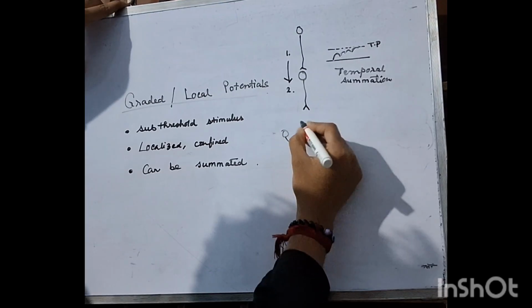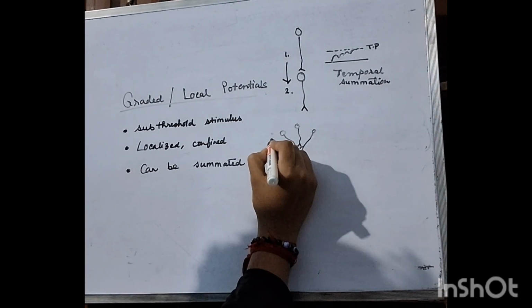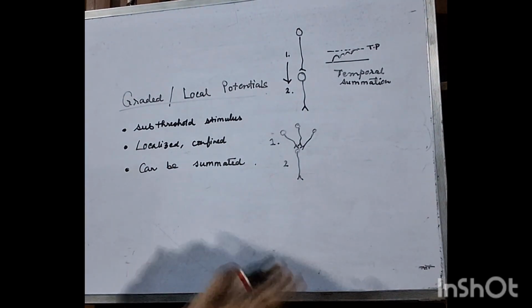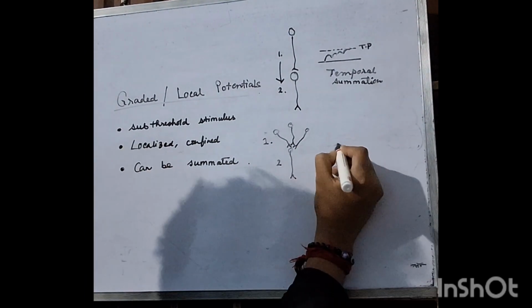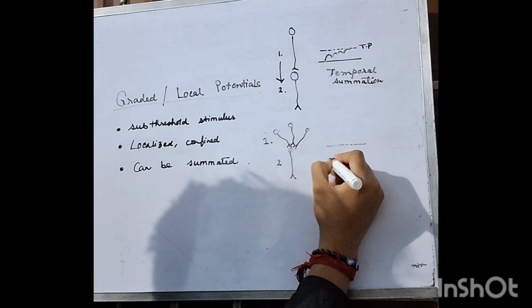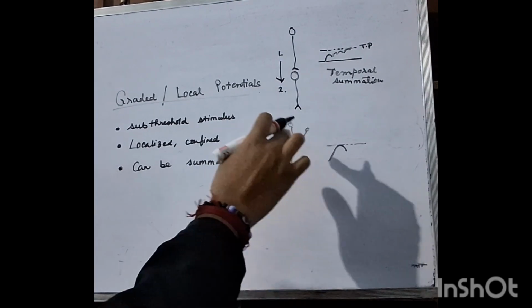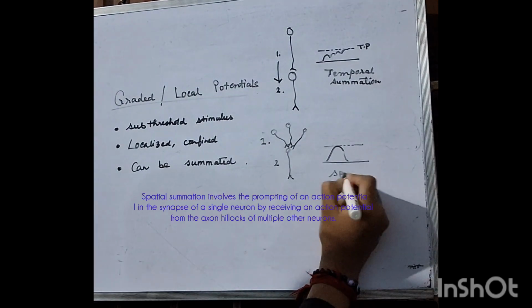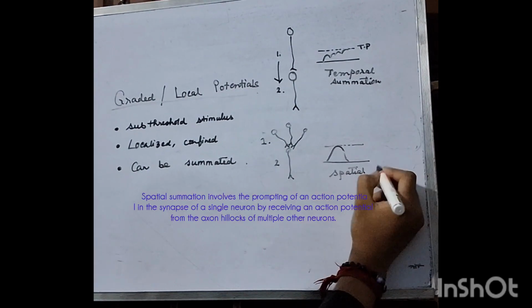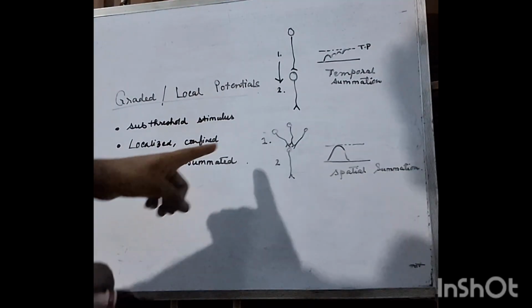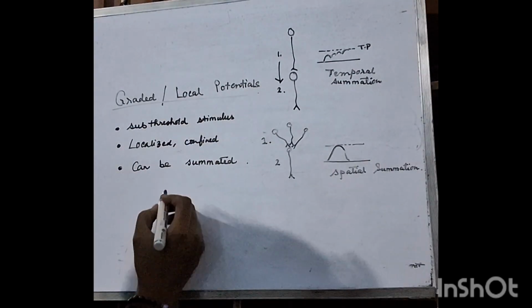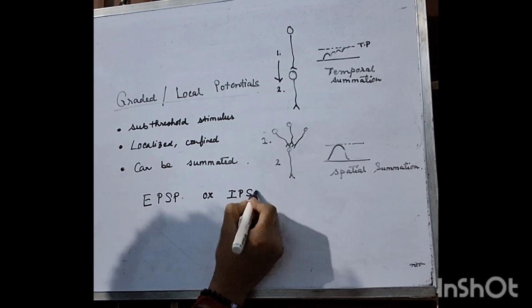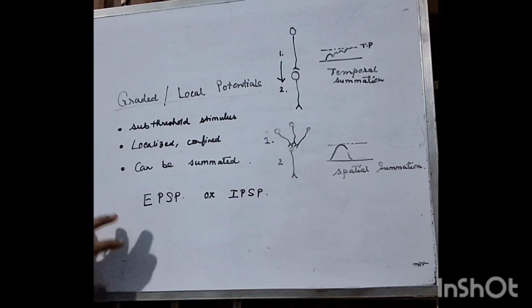If the summation was something like this, where these are numerous presynaptic fibers, here the summation would not be due to repeated stimulation from the same nerve fiber. In this scenario, threshold potential is reached because of summation of individual stimuli of numerous nerve fibers. So this type of summation is called spatial summation. This postsynaptic potential can be either an excitatory or an inhibitory postsynaptic potential. So graded potential can be of these two types.